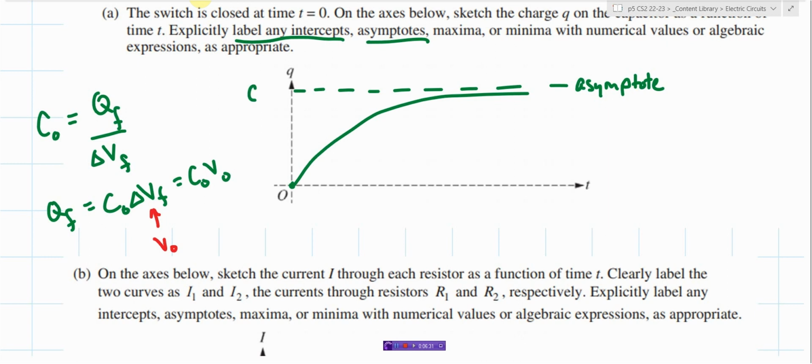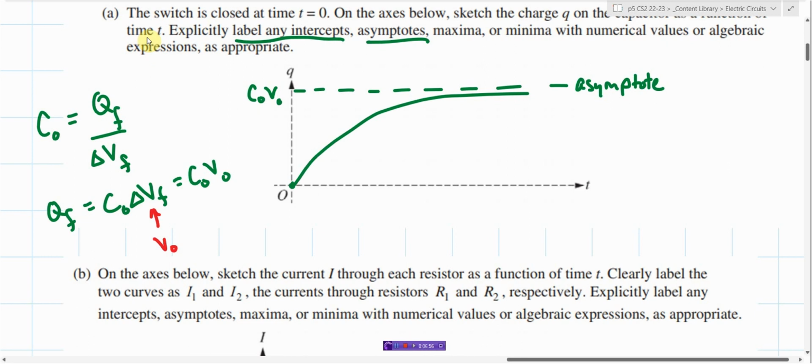And I need to label my asymptote. I do need to label that value because they said any intercepts, asymptotes, maximums or minimums. The intercept here is 0, 0. You don't need to label 0, 0. That's pretty obviously at 0, 0. But that asymptote I definitely needed to label.